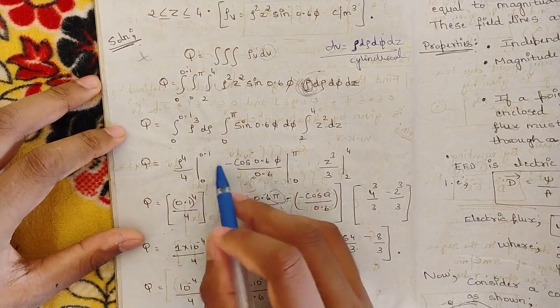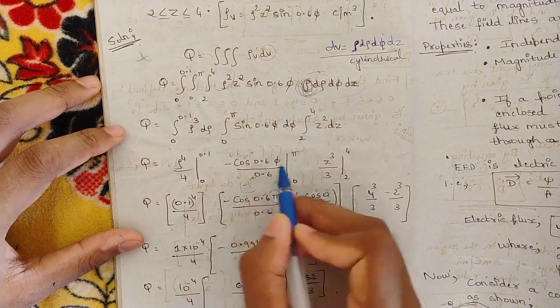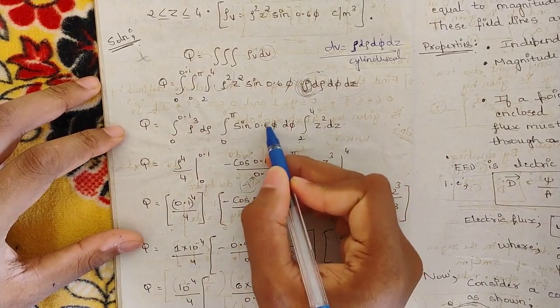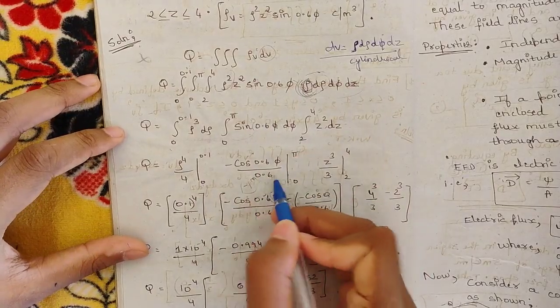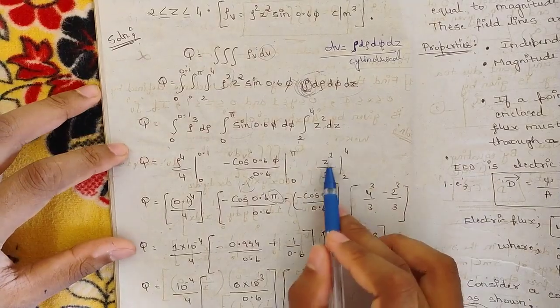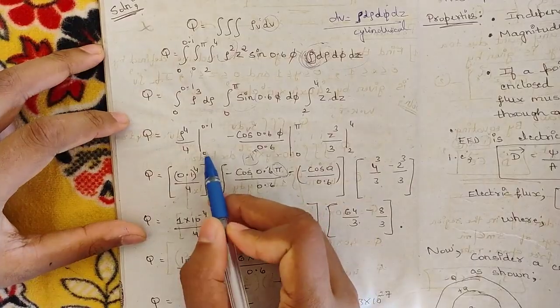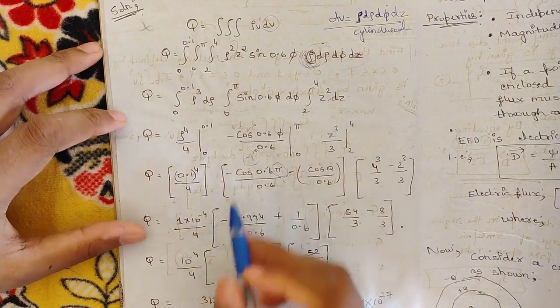The integration of rho cube is rho to the power 4 by 4 with limits 0 to 0.1, and the integration of sine is minus cos, so minus cos 0.6 phi, where the coefficient of phi, 0.6, gets divided, with limits from 0 to pi, and z square integrates to z cube by 3, with limits 2 to 4. Upper limit minus lower limit; the lower limit is 0 itself, so I am not considering it here.